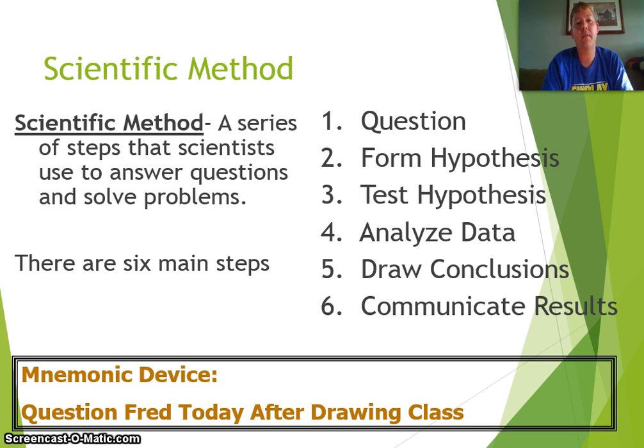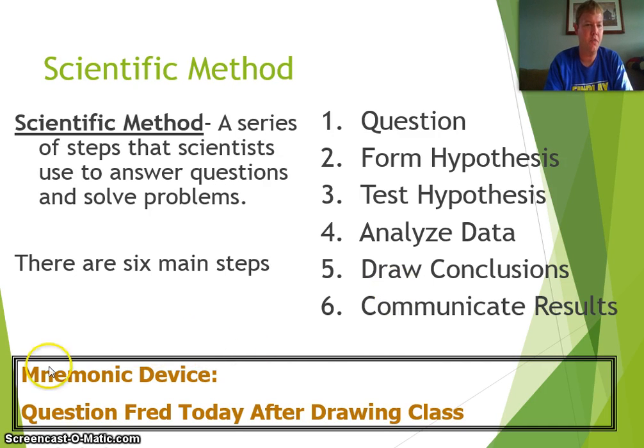So what is the scientific method? It's simply a series of steps that scientists use to answer questions or to solve problems. And in our book, there are 6 main steps that we're going to learn about. The first thing that you do is you come up with a question that you're obviously curious about. From that question, you're going to form a hypothesis. Then you're going to test the hypothesis, analyze your data, draw some conclusions, and then communicate your results with others.